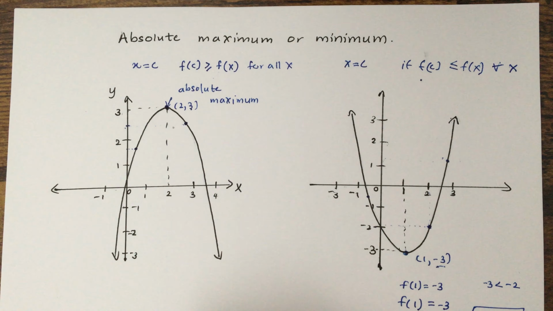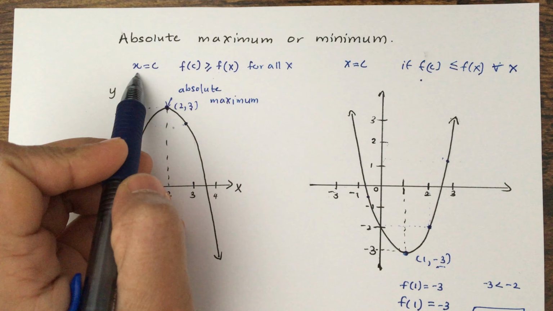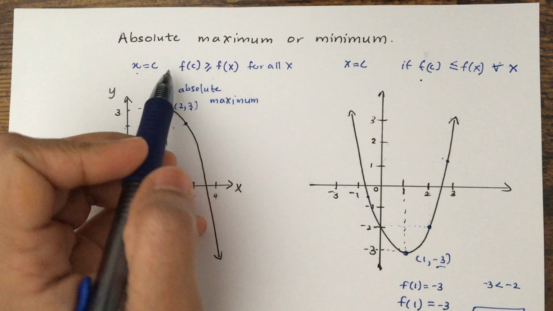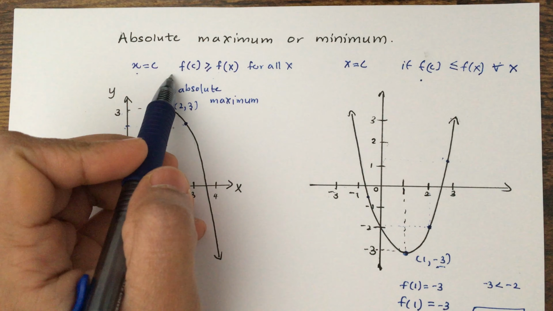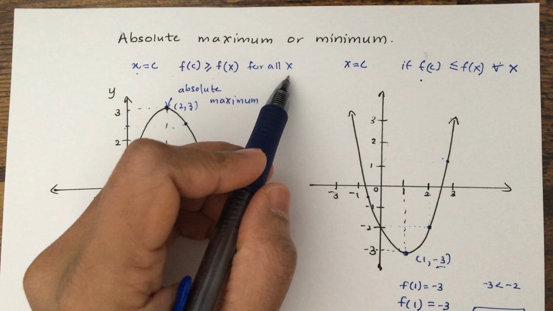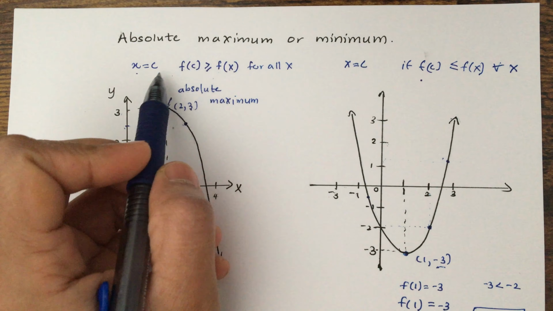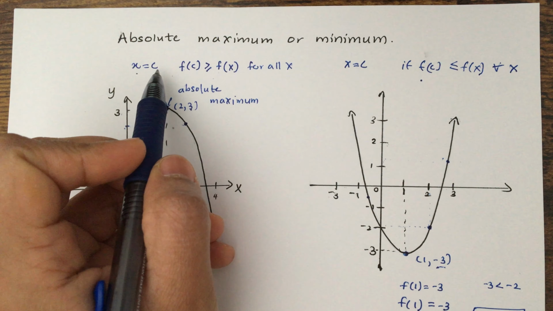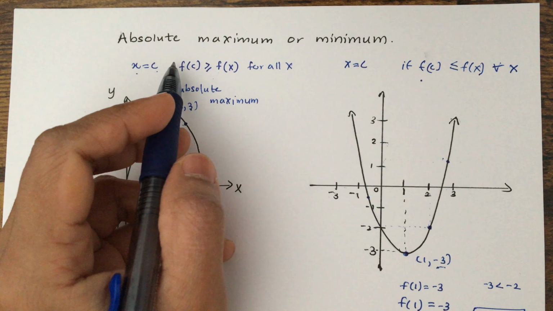So today we are going to look at absolute maximum or minimum of a function. If you take a point on the domain, let's say x equals c, then f of c is greater than or equal to f of x for all x on the domain. Then we can say that at x equals c, there's an absolute maximum of the function, right?